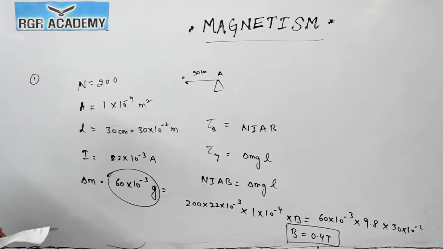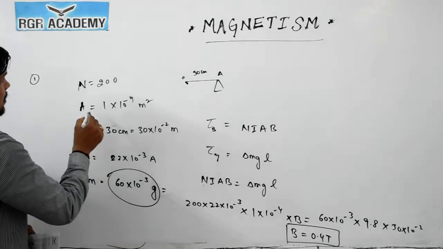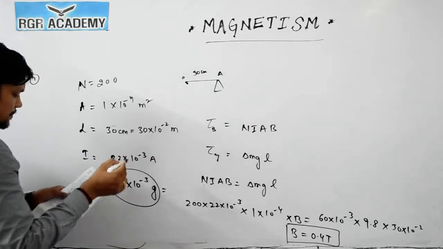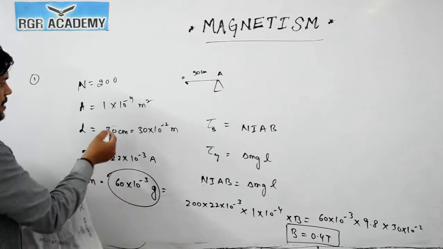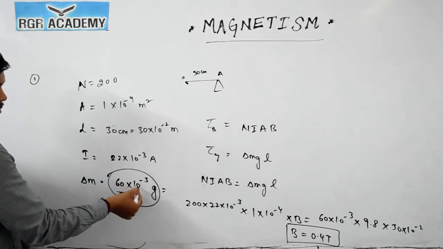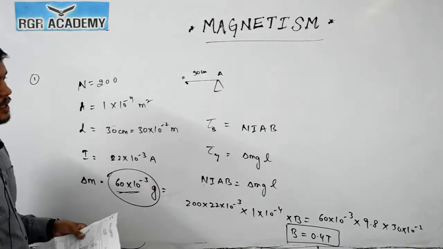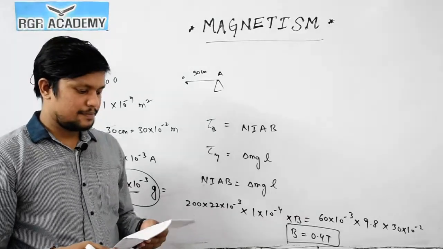So here the important point is, first thing, what is the meaning of this delta m? Directly the weight is given. So delta m into g is given, where delta m is given as 60 mg. Okay, so that is the weight directly given. So 60 into 10 to the power minus 3 into g. G is how much? 9.8. Okay.